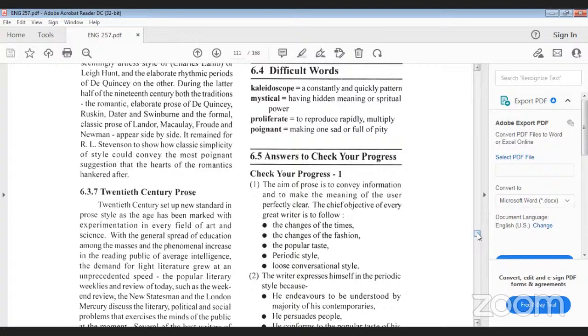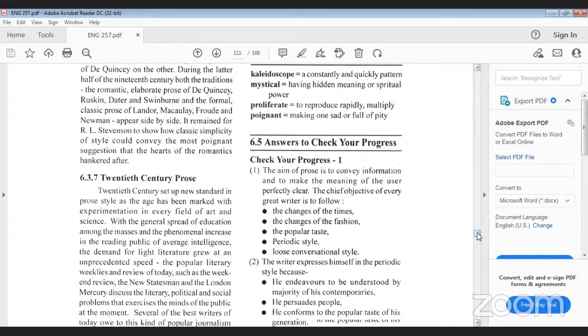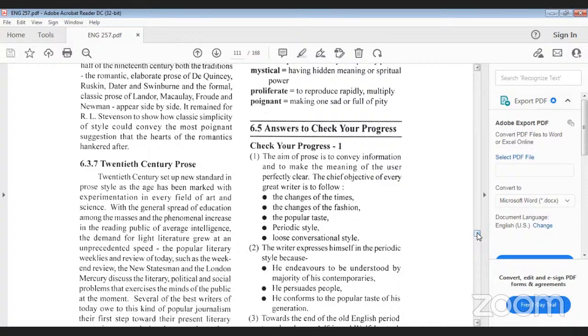The 20th century set up a new standard in prose style, as the age has been marked with experimentation in every field of art and science. With the general spread of education among the masses and the phenomenal increase in the reading public of average intelligence, the demand for light literature grew at an unprecedented speed. The popular literary weeklies and reviews of today, such as the Week and Review, the New Statesman, and the London Mercury, discuss the literary, political, and social problems that exercise the man of the public at the moment.